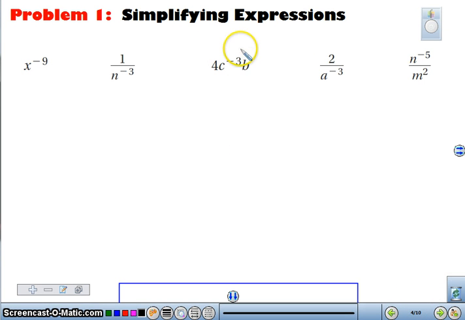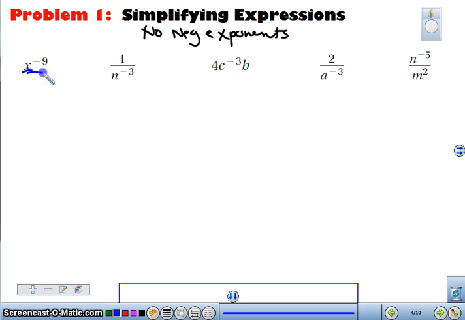So what you're going to be asked to do in your homework is to simplify the expression. Now, the key thing with simplifying is that we really mean no negative exponents. Cannot have any negative exponents, and if you have the same letter in both the numerator and denominator, you need to have it only in one spot.